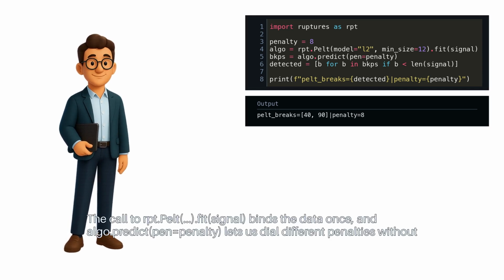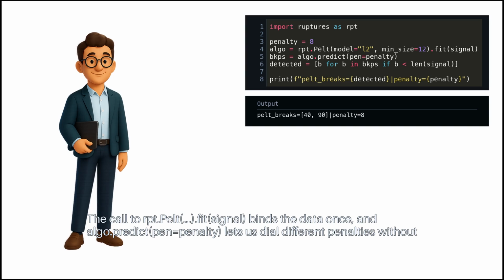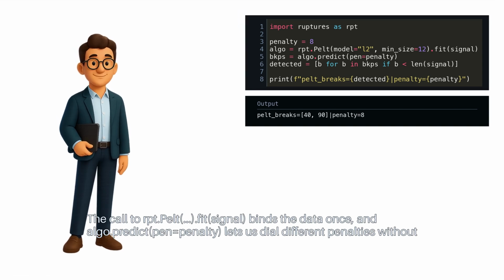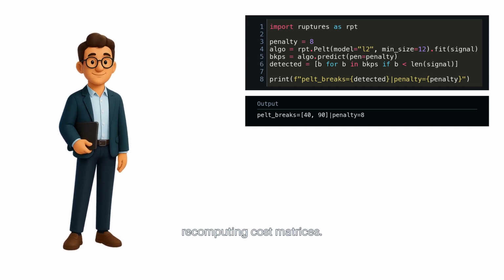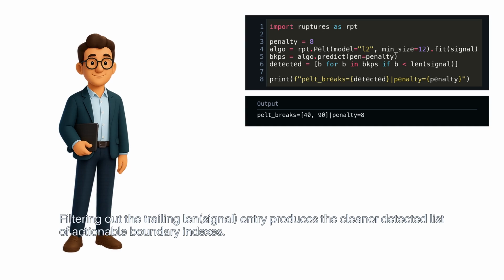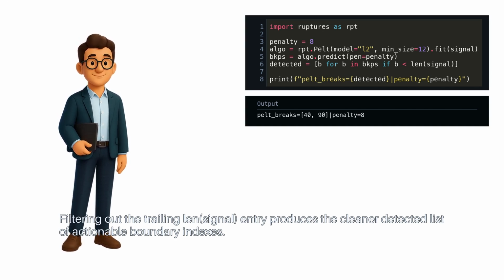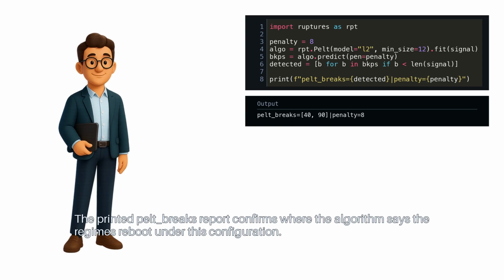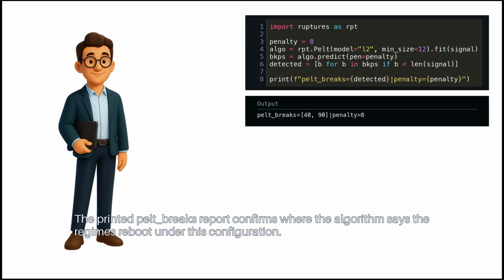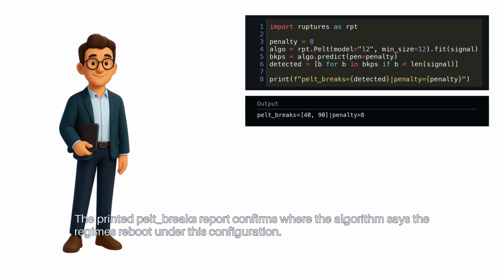The call to ruptures.Pelt binds the data once, and algo.predict with pen equals penalty lets us dial different penalties without recomputing cost matrices. Filtering out the trailing len(signal) entry produces the cleaner detected list of actionable boundary indexes. The printed Pelt breaks report confirms where the algorithm says the regimes reboot under this configuration.